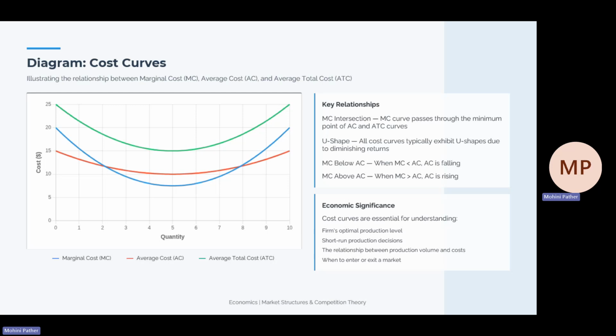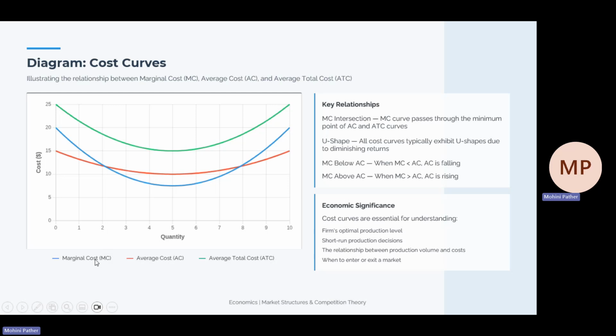You can see on our x-axis we have quantity and on our y-axis we have cost. The average total cost incorporates the fixed costs as well. Now we have the intersection. Our key relationships: your marginal cost curve passes through the minimum point of your average cost curve.